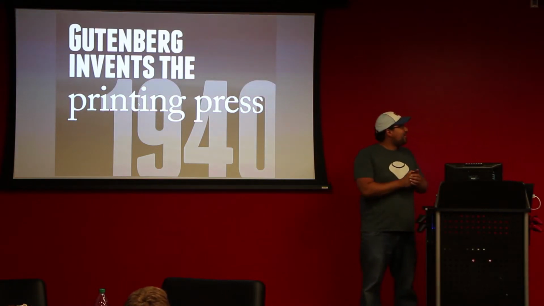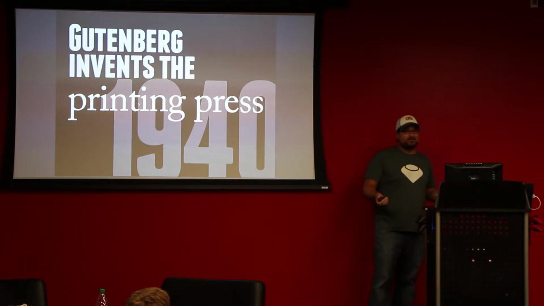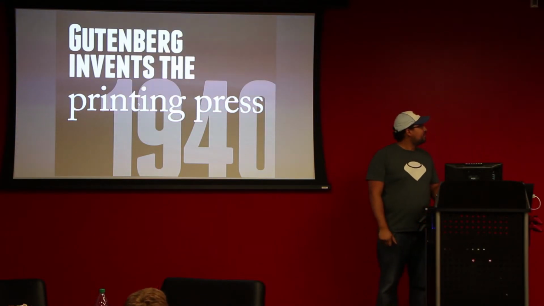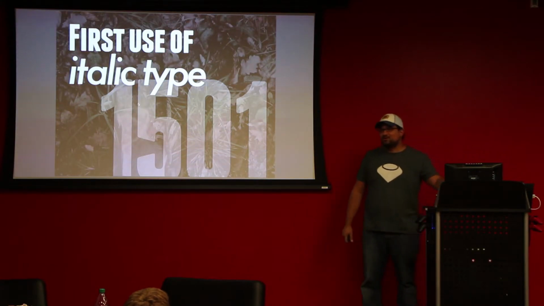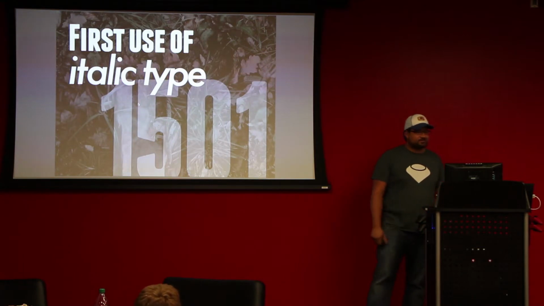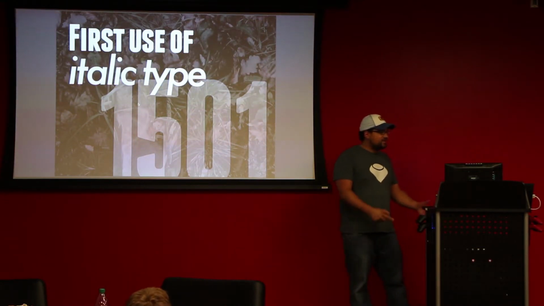All the things really fast. The first book that he printed was the Bible. A little bit of interesting information. Then we had our first use of italic type in 1501. So it was like 14 something around there, or 1440. Probably something around there. Anyway, so we got italic type.